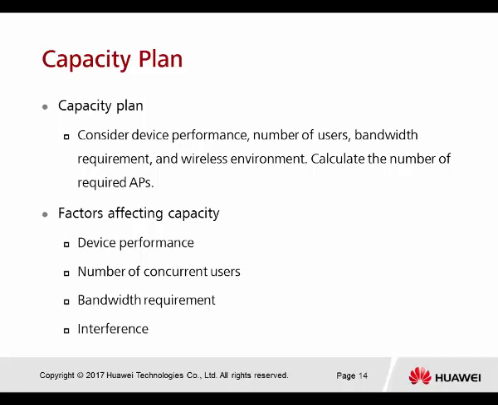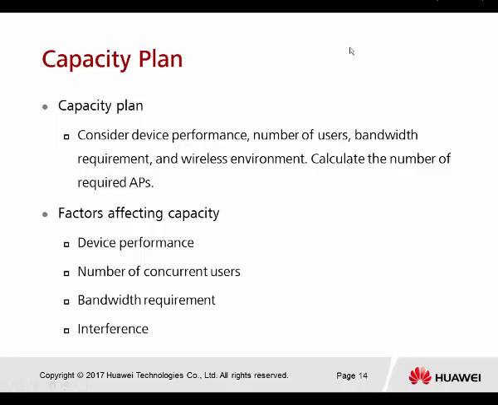Then the next is capacity plan. Consider device performance, number of users, bandwidth requirement, and wireless environment. Calculate the number of required APs. Factors affecting capacity: device performance, and the number of concurrent users. The device performance depends on the model that we're using. If the device we select is a low spec one, it might not be able to manage too many users.